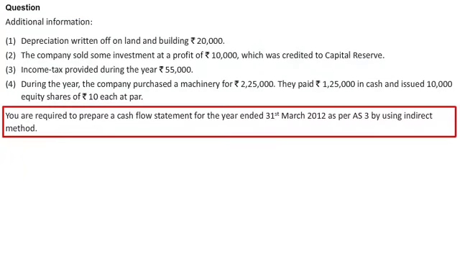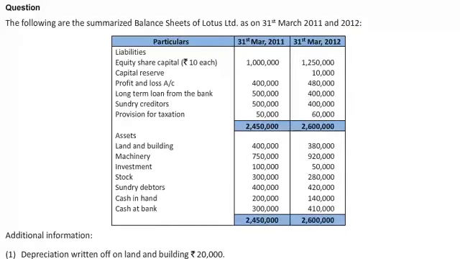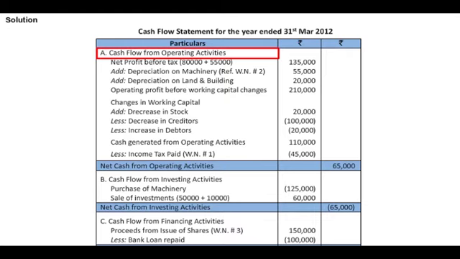We are required to prepare a cash flow statement for the year ended 31st March 2012 as per Accounting Standard 3 by using the indirect method. If it is the indirect method, then we will have to start with the profit before tax in operating activities. So, cash flow statement for the year 2012. Cash flow from operating activities first.